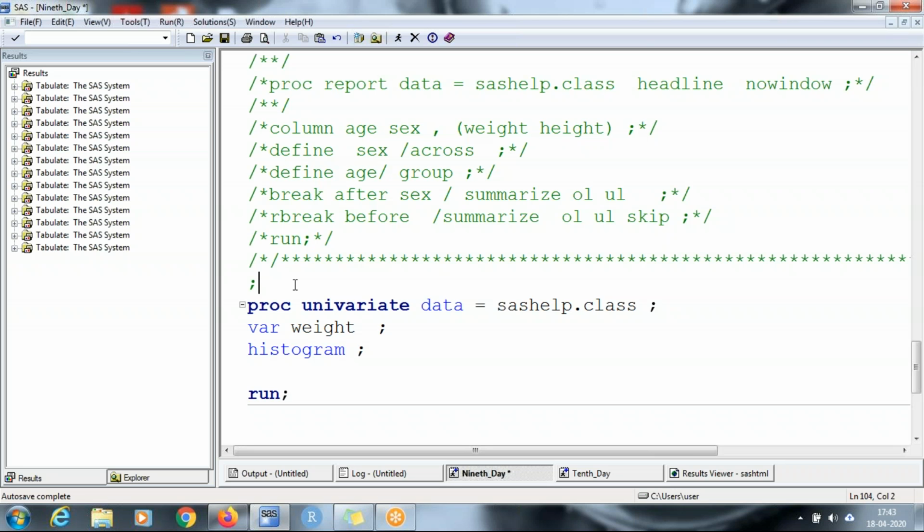Now I'm going to introduce you to one more procedure, which is PROC UNIVARIATE. So I believe you all know the univariate analysis. Yes, no? Univariate analysis.